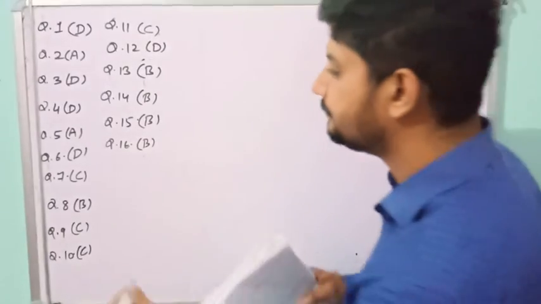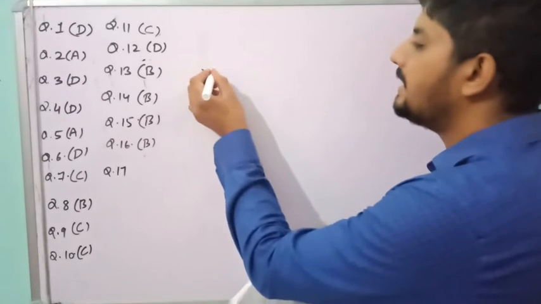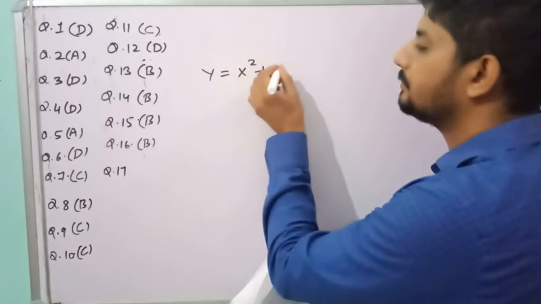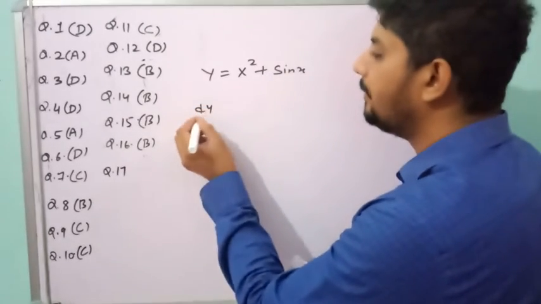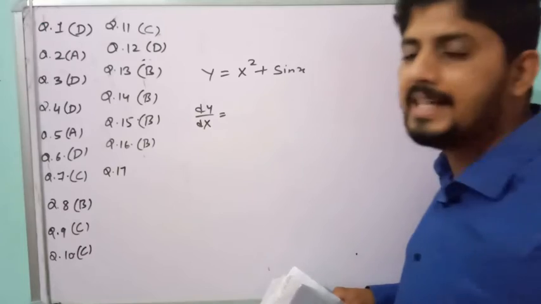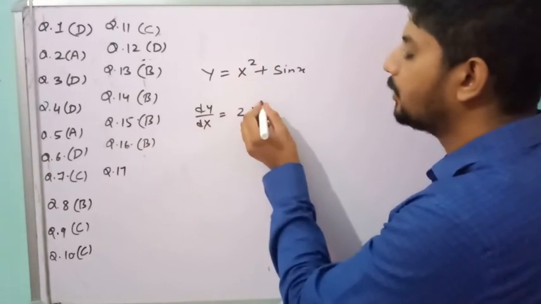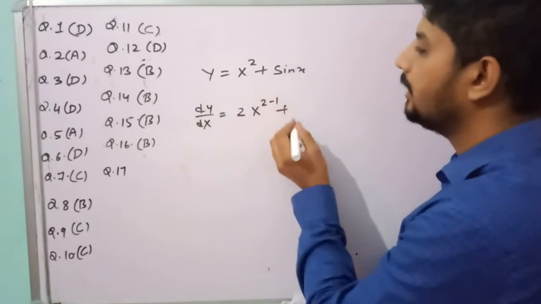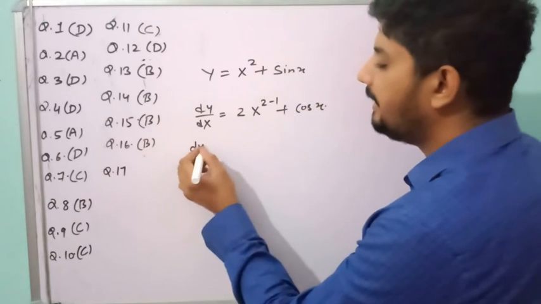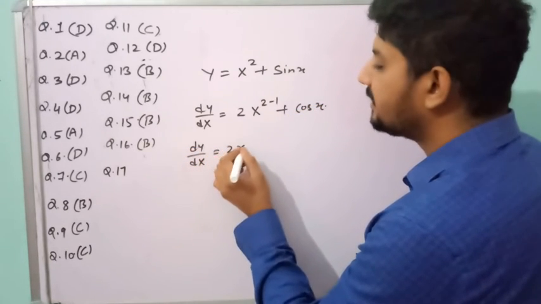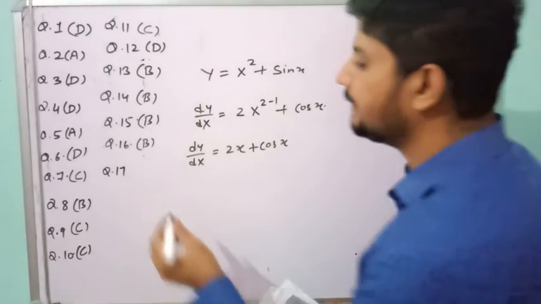Question number 17. So y is given to you as x square plus sin x, and you have to find out the differentiation of y. So differentiation, you can write dy by dx is equal to... So this is an algebraic function. So power will come in the multiplication and you have to reduce one power out of it. So 2 minus 1, plus differentiation of sin x is cos x. So dy by dx, you can write, this will be 2x plus cos x. So your option B is correct.